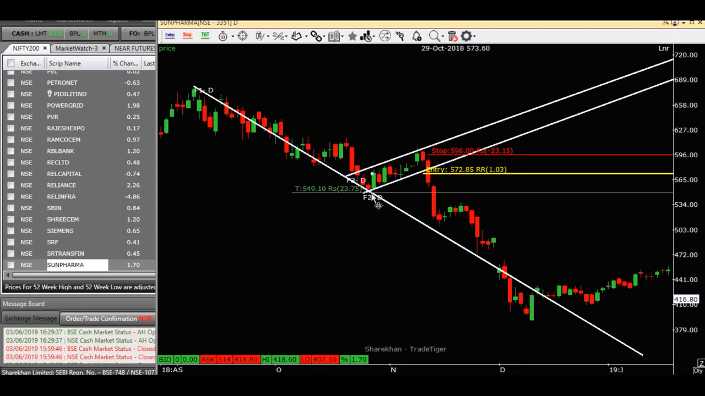Essentially, this entire area is the pole and this portion is the flag. So your target can be the bottom of this pole.